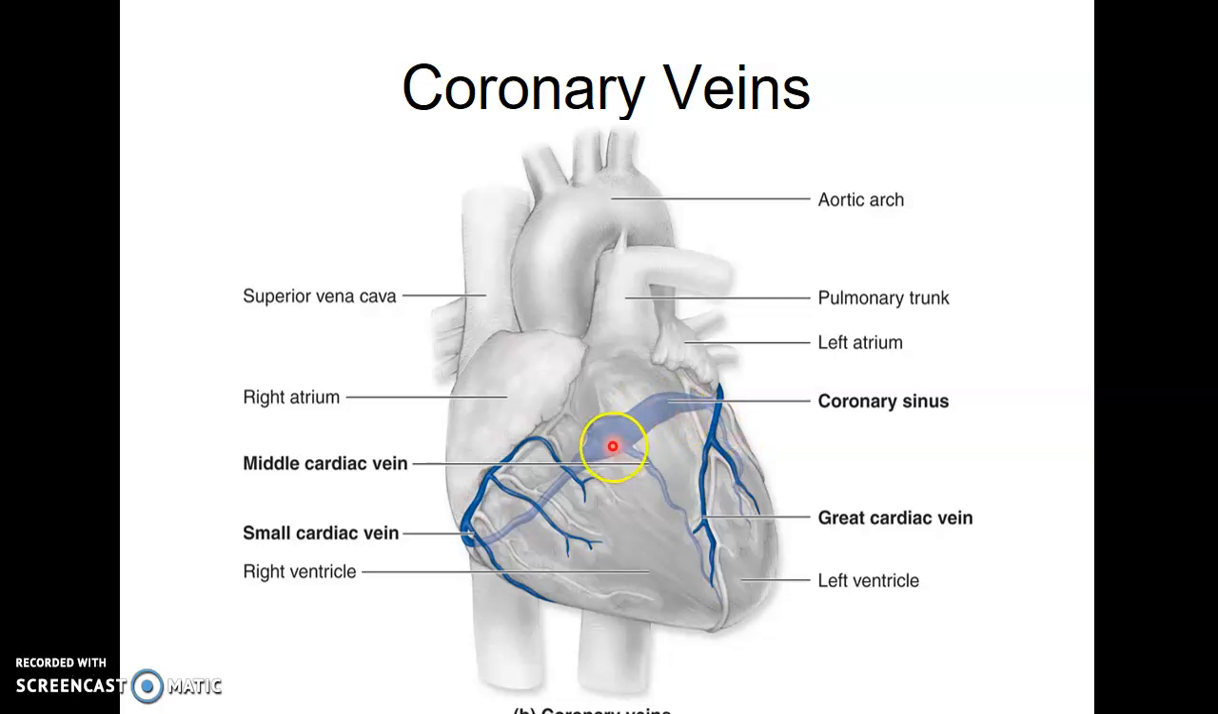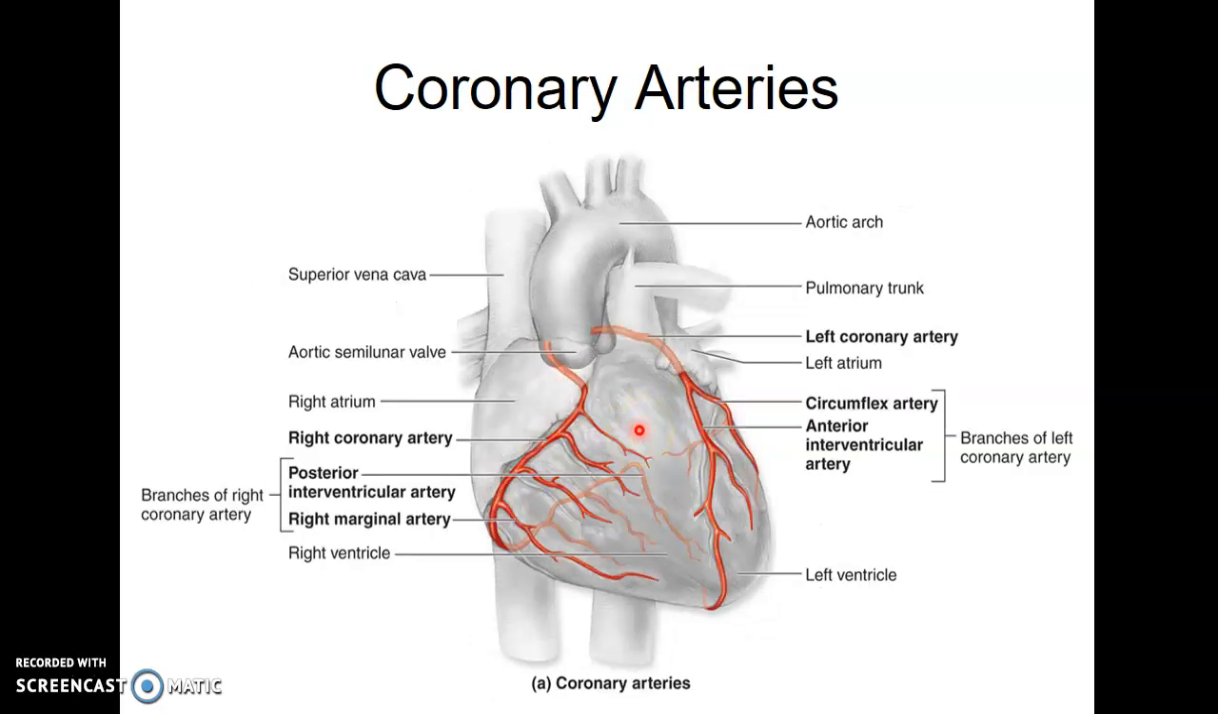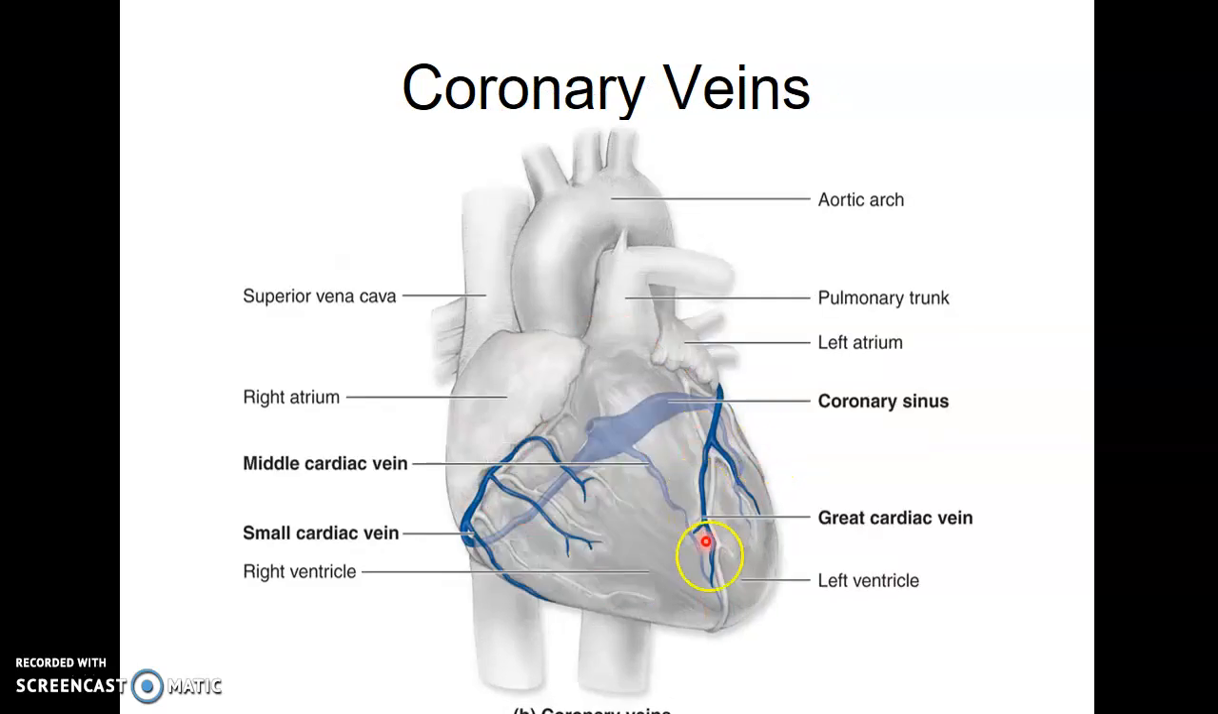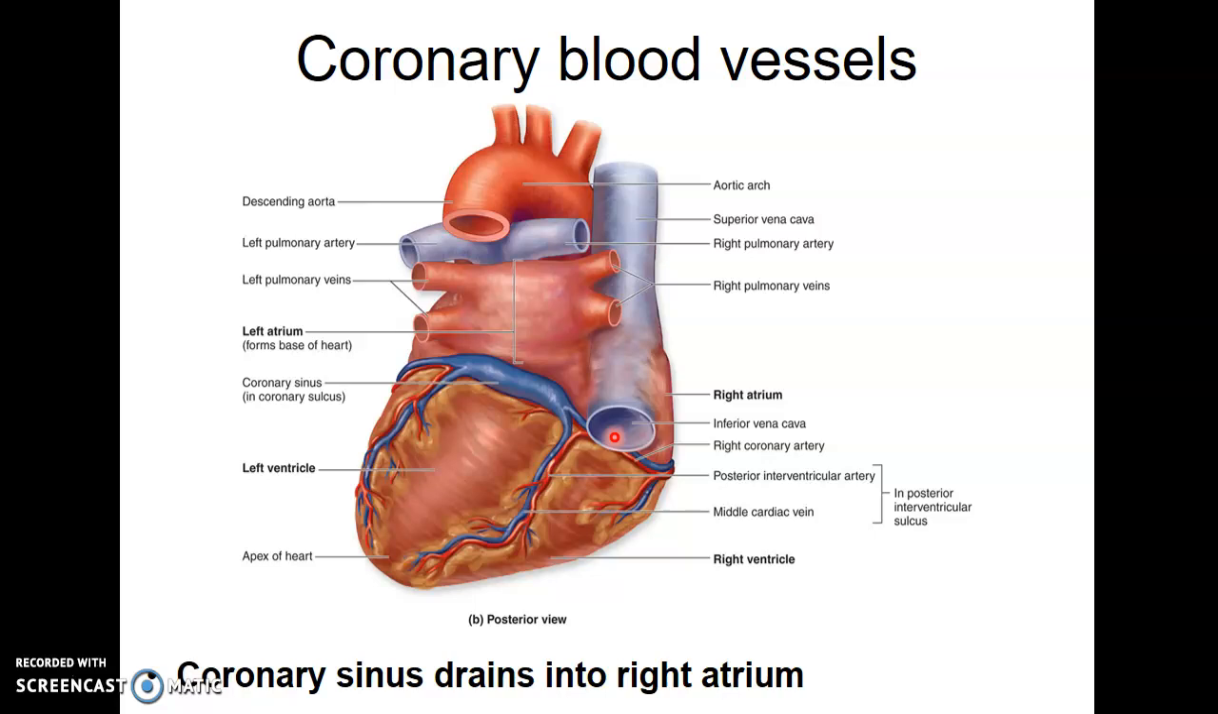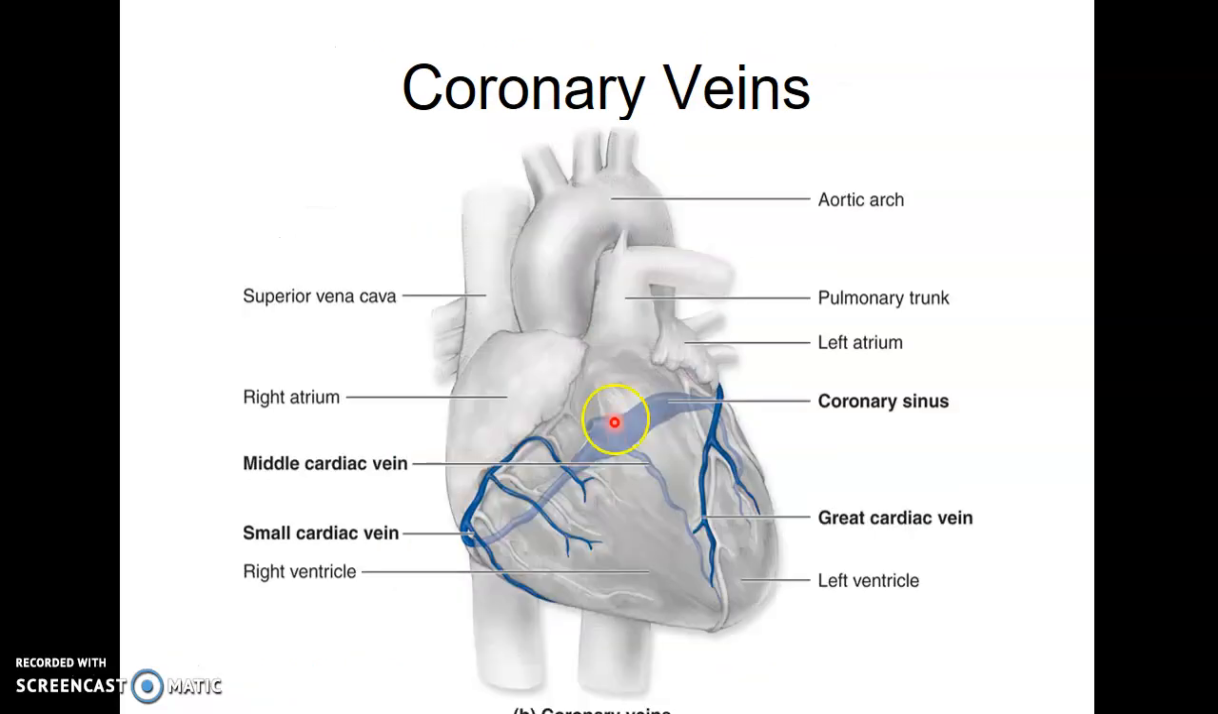When we take a look at our coronary veins, see here are coronary arteries. We're feeding blood into the tissue. What we cannot see are the coronary capillaries, but we know that they're there. And then here are coronary veins. They are picking up deoxygenated blood from those coronary capillaries and bringing that blood back into the heart, and that's going to dump directly into the right atrium via what's called the coronary sinus right here.